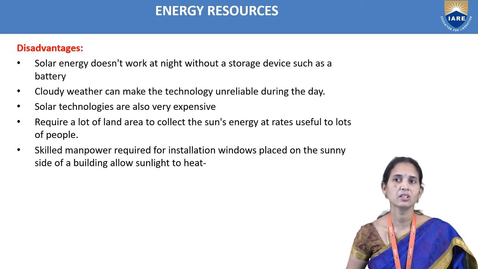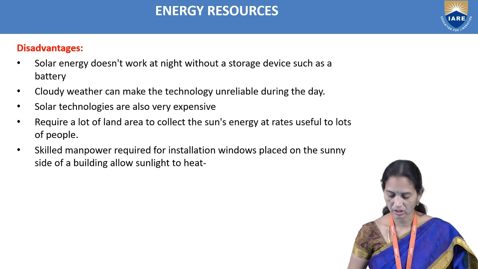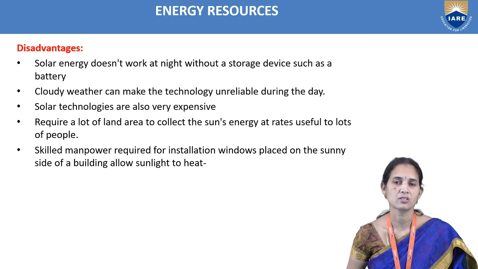Cloudy weather can make the technology unreliable during the day. If the weather is very cloudy, we cannot get solar energy, meaning we cannot produce electricity. And it requires a lot of land area to collect the sun's energy at rates useful to lots of people. We require a lot of land area to produce solar energy.